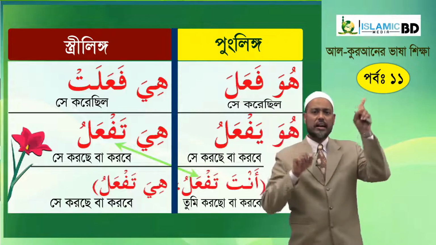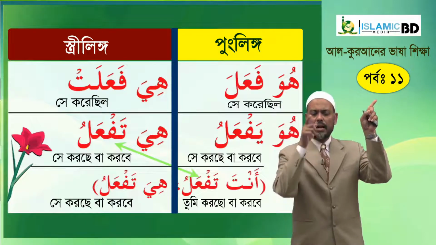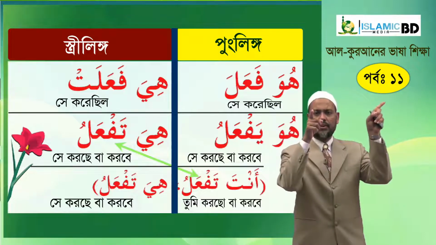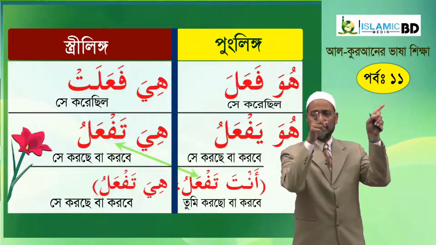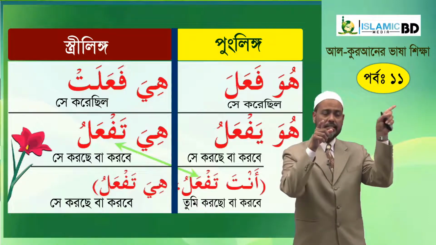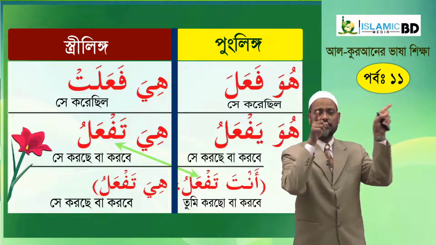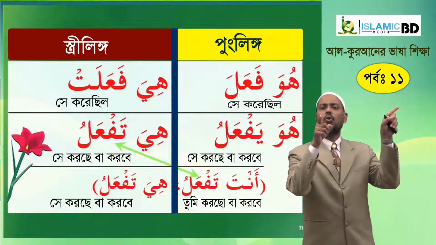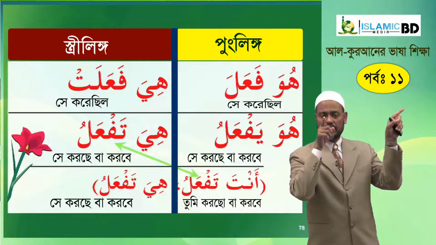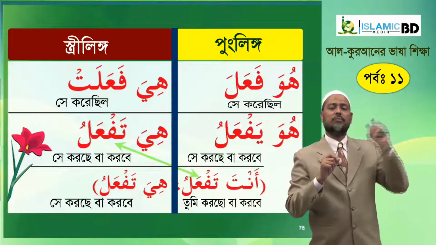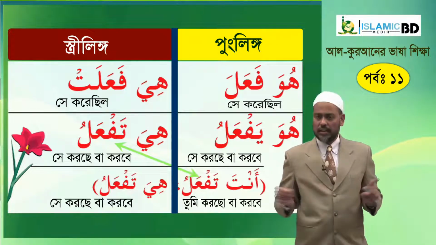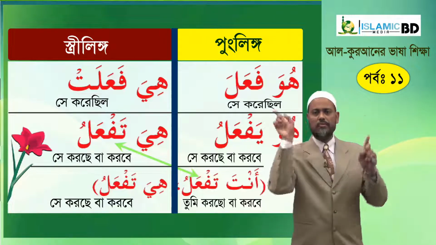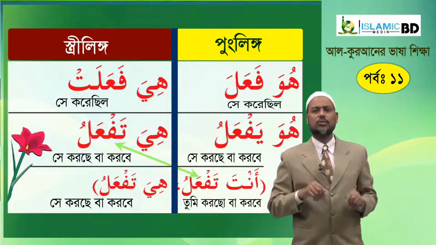Huwa yaf'alu hiya taf'alu. By the way, anta taf'alu and hiya taf'alu, for both of them, anta taf'alu, you do, and hiya taf'alu, she does. For both of these cases, the same word is used, and only the context tells us who is doing it. Is it you or is it she? So huwa fa'ala hiya fa'alat. Huwa yaf'alu hiya taf'alu. Let's do it 3 times.